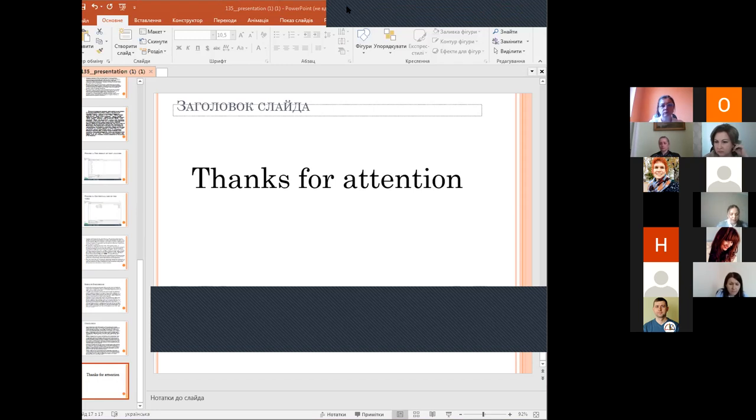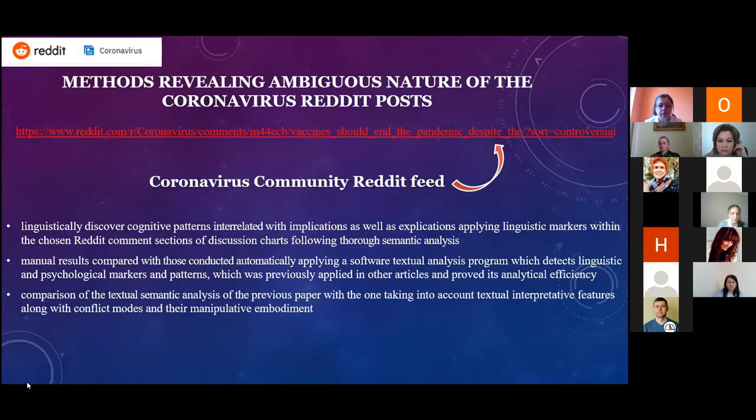Regarding the purpose of the paper, conducting semantic analysis of the textual fragments in common discussion charts, particularly linguistic markers, were applied when marking statements as disputable and manipulative. This time, the Reddit coronavirus community is a study basis, as it is worth further studies in the news field in order to spot the global virus peculiarities in terms of cognitive shifts and psycholinguistic conversation behavioral patterns.